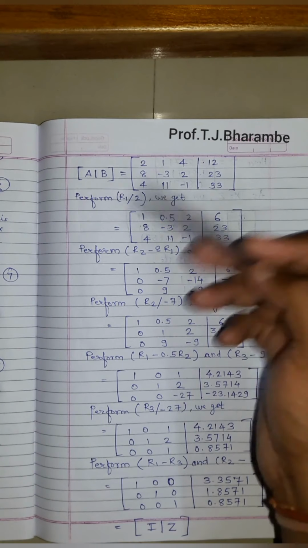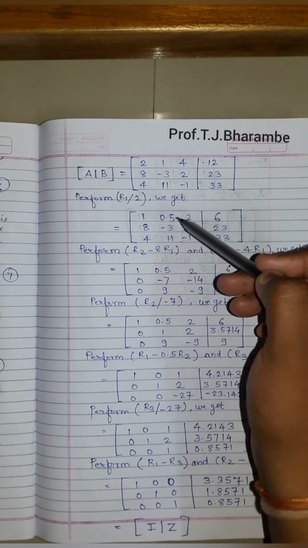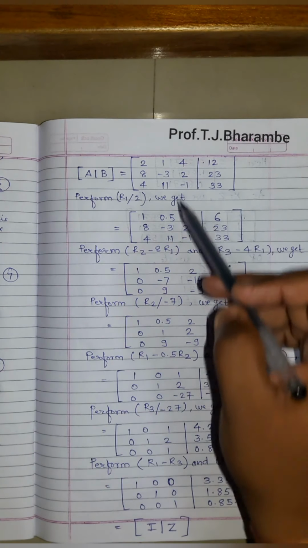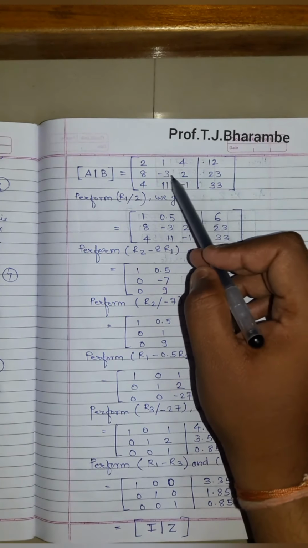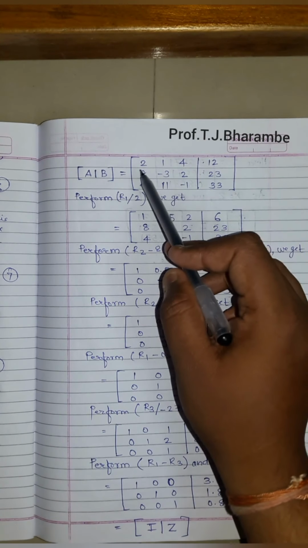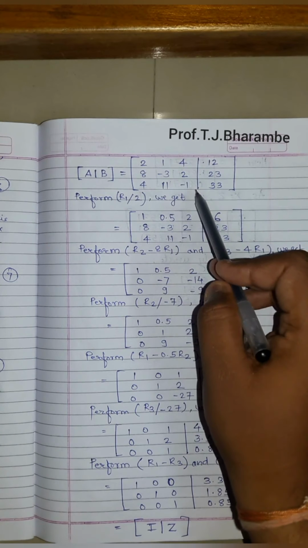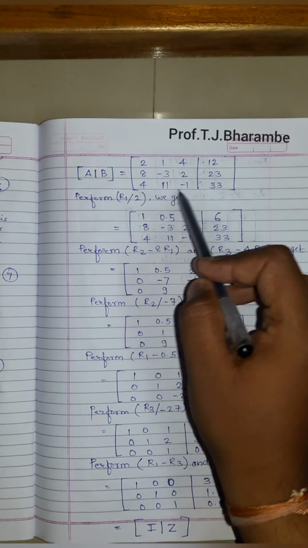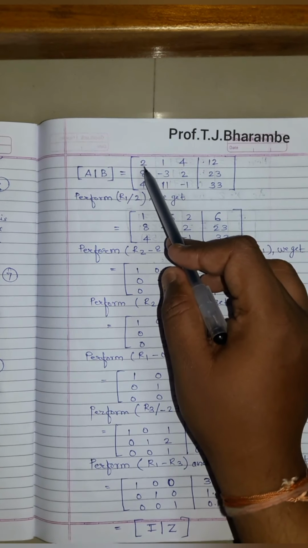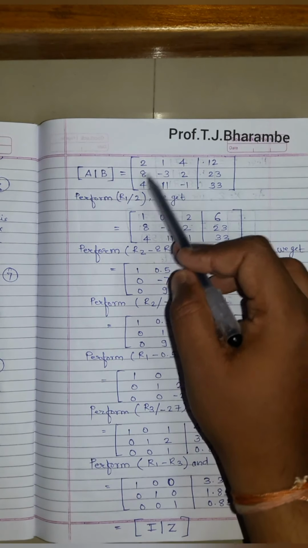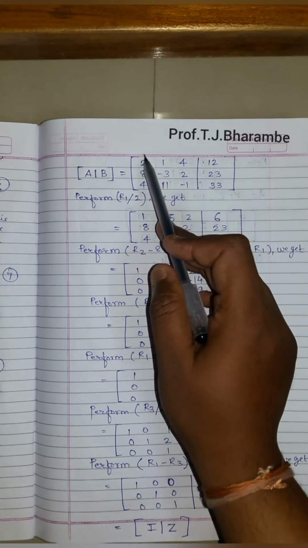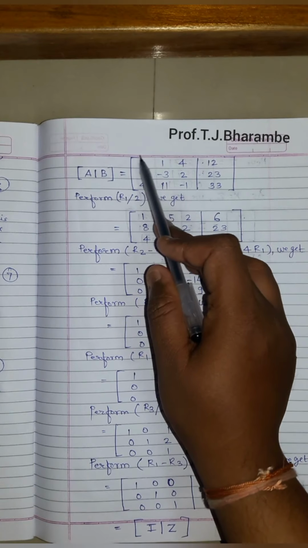So how do we begin? You have already studied the Gauss elimination method. In the Gauss elimination method, we converted the elements below the diagonal elements into 0. Now we have to make the elements below the diagonal as well as above the diagonal 0. So we will begin with the first term.